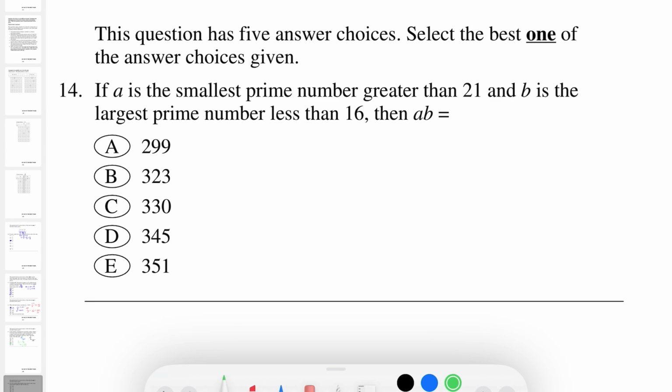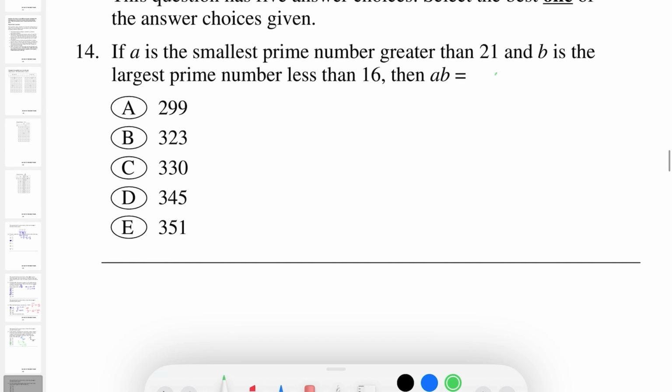All right, 14. If A is the smallest prime number greater than 21, and B is the largest prime number less than 16, then A times B equals. So we have to figure out what is the smallest prime number greater than 21. 21 is not a prime number, 22 is not a prime number, 23 is a prime number. So A has to equal 23.